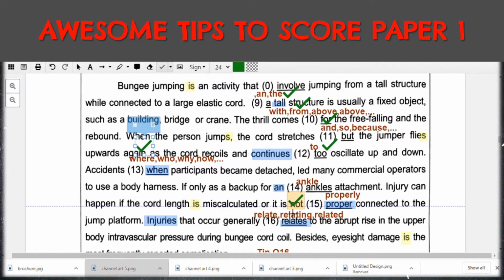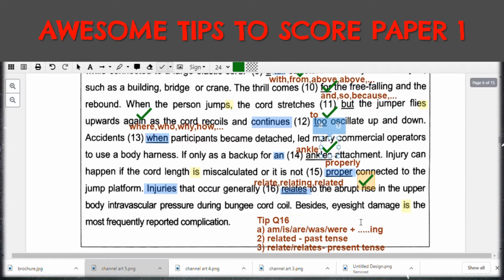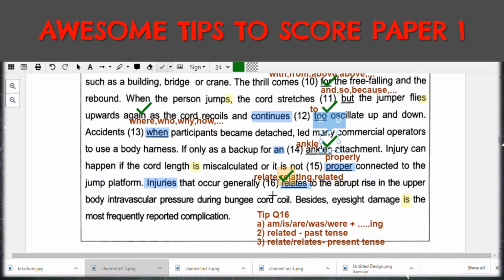Now look at question 14. The "N" is already giving you the hint. N means 1. So "ankle" here you have an S, so it cannot be S. So without S, "ankle". Now next, question 15. You see, it is not proper. It cannot be replaced by any other words. You need an adverb here. So it's not properly connected.